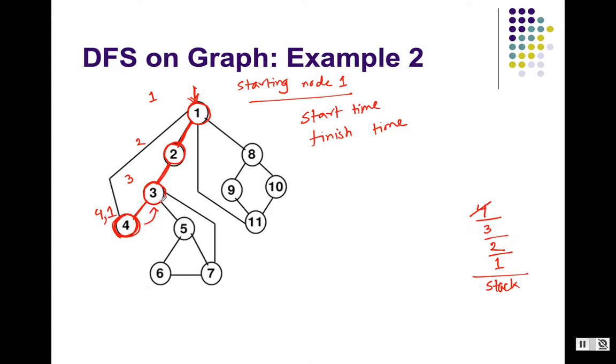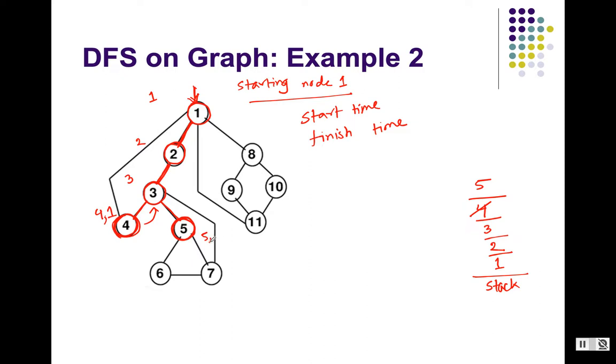Now 3 has unexplored neighbors, actually a couple of them, nodes 5 and 7, so you can visit any one of them first. Let's visit 5. So we are going to push node 5, and for 5 the visiting time will be 5, because the largest visiting time so far is 4.